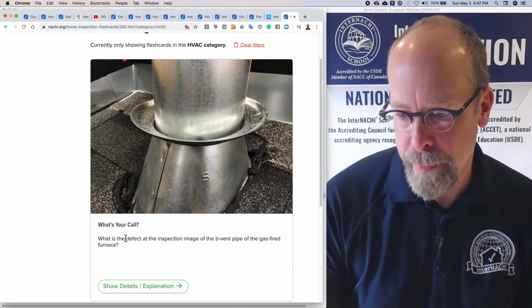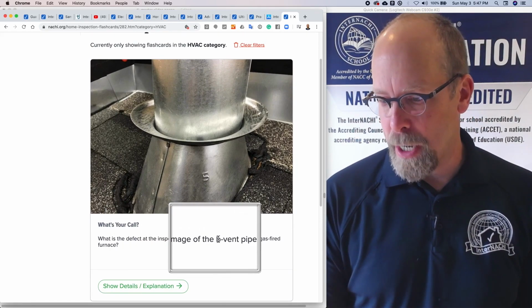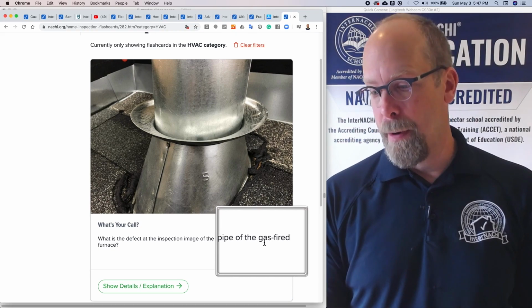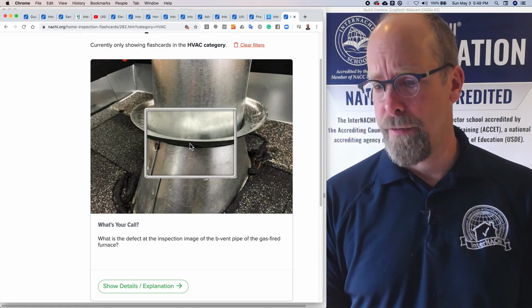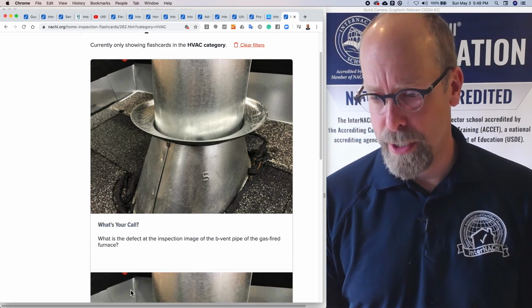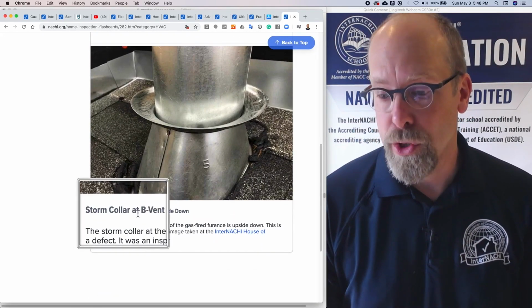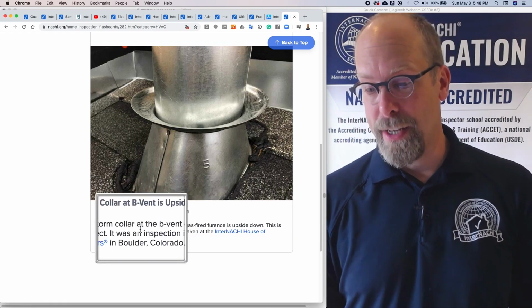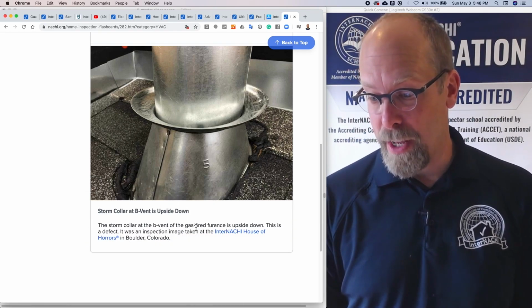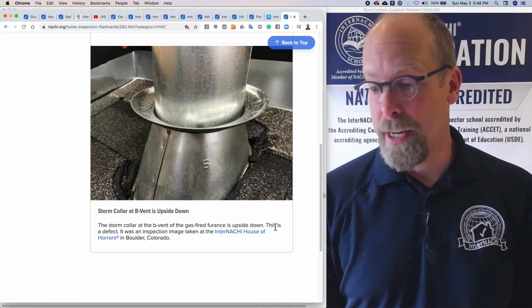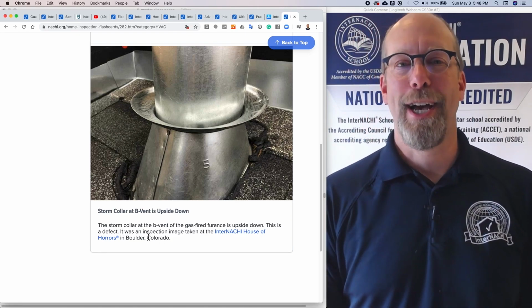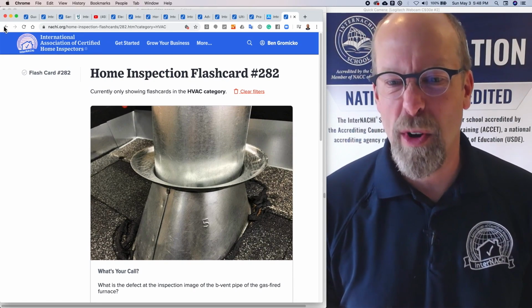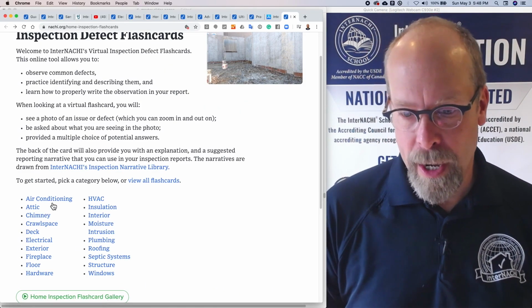What's your call here? What is the defect at the inspection image of the B vent pipe of the gas-fired furnace? Well, I think the collar is a defect. It's upside down. So let's click the link. Storm collar at B vent is upside down. The storm collar at the B vent of the gas-fired furnace is upside down. This is a defect. It was an inspection image taken at the International House of Horrors in Boulder, Colorado. Let's do one more. Why not?